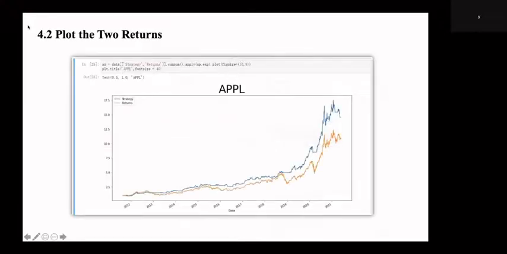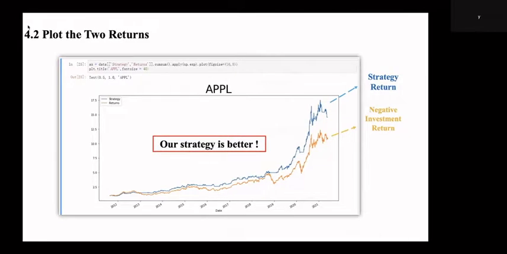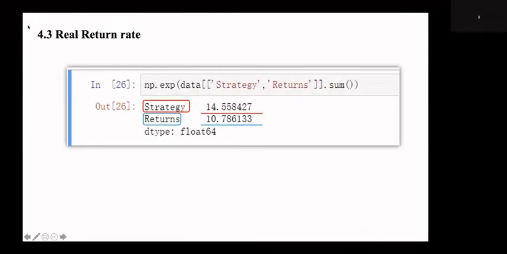And once again, we need to drop the missing values. Then we can plot these two returns in a graph. The blue line stands for the return of using our strategy, and the orange line stands for the passive return, which is just holding the stock and doing nothing. And clearly, our strategy yields a higher return. However, keep in mind that it is the logarithm rate of return, so we have to write another code to get the real return. So the real return for the strategy is 14.56, and for the passive, it is 10.79. And our strategy has achieved a 35% excess return.